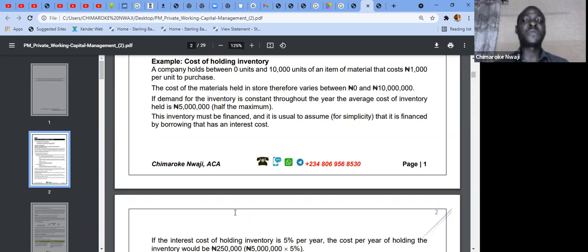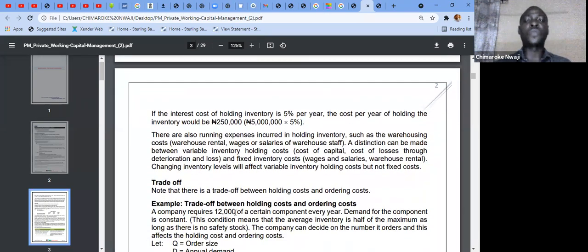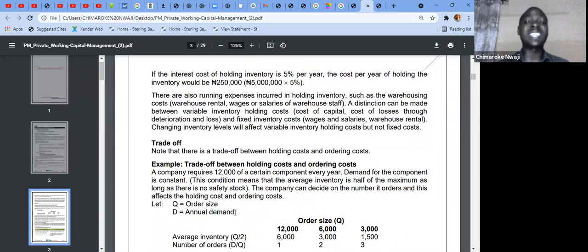This inventory must be financed, and it is usual to assume that it should be financed by borrowing. And when you finance it by borrowing, you have to pay interest costs. Now, if the interest cost of holding the inventory is 5% per year, the cost of holding the inventory will therefore be 5% of 5 million, which is 250,000. So you see, we have the average cost of the products.